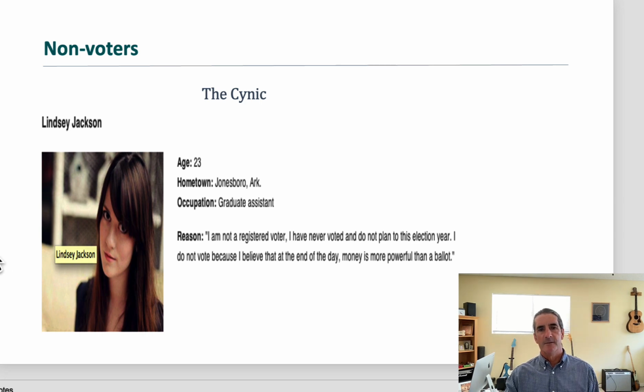This person, Lindsay Jackson from Jonesboro, Arkansas, said, "I'm not a registered voter. I have never voted and do not plan to this election year. I don't vote because I believe at the end of the day, money is more powerful than a ballot." So I call her the cynic. She understands the influence of money in our system and thinks that voting is kind of a charade. Okay, I kind of get that.